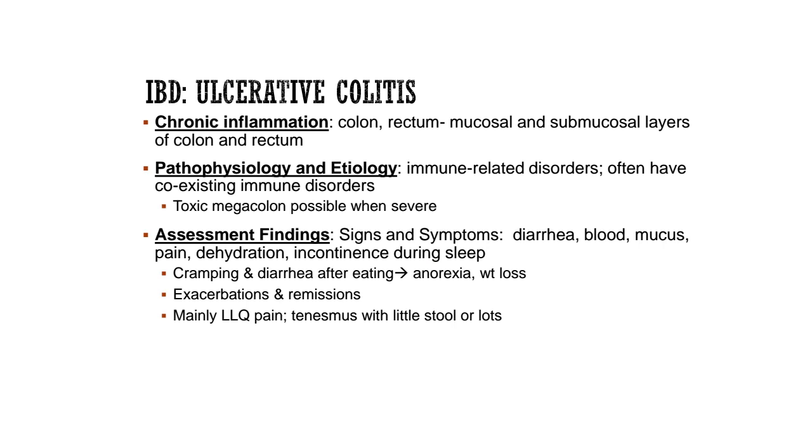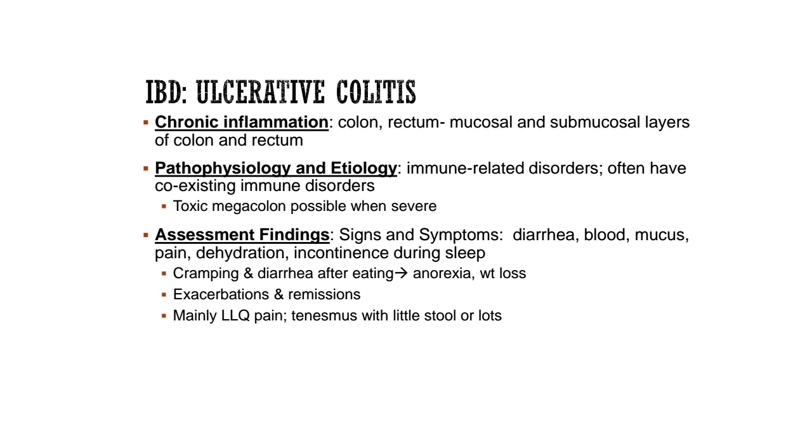Now, ulcerative colitis is very similar to Crohn's disease, but it is a little different. It mainly affects the colon, so it does have colitis and colon in the name. That will help you remember. It only goes through the mucosal and submucosal layers, whereas Crohn's went through all of them. This one is also an autoimmune disease. Toxic megacolon can occur here too.